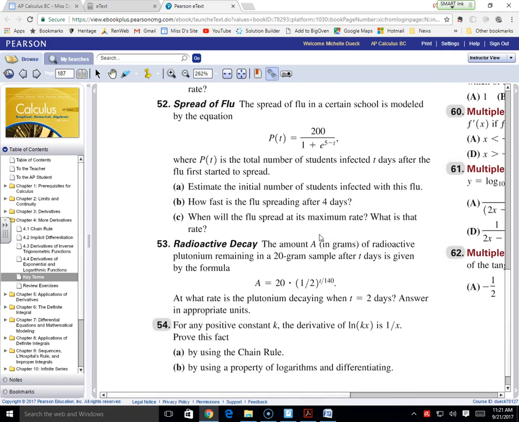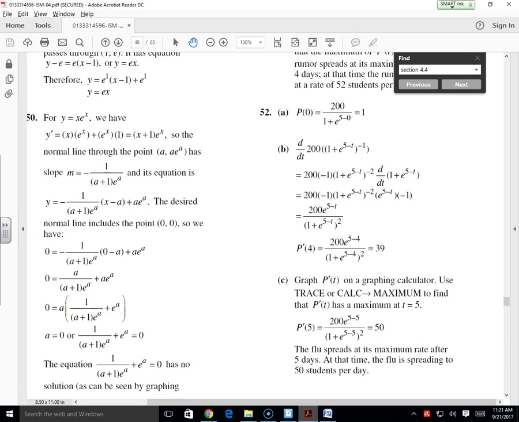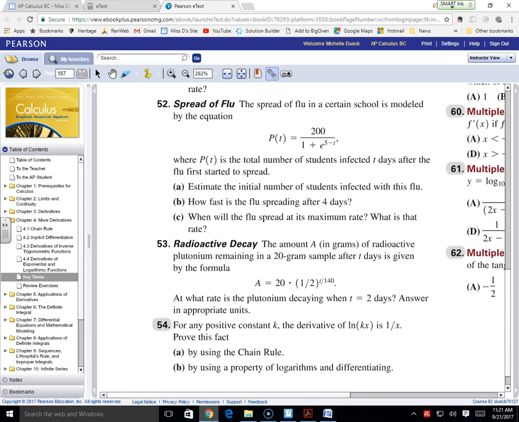Okay, pause. A is easy, right? Initial, what does that mean? Plug in 0. So your first answer is just plug in 0 and everything ends up being 1. I thought A was supposed to be looking for the derivative, not plugging in 0. That's a good question. It's finding the initial number of students. You just plug in 0 and find how many people there are.